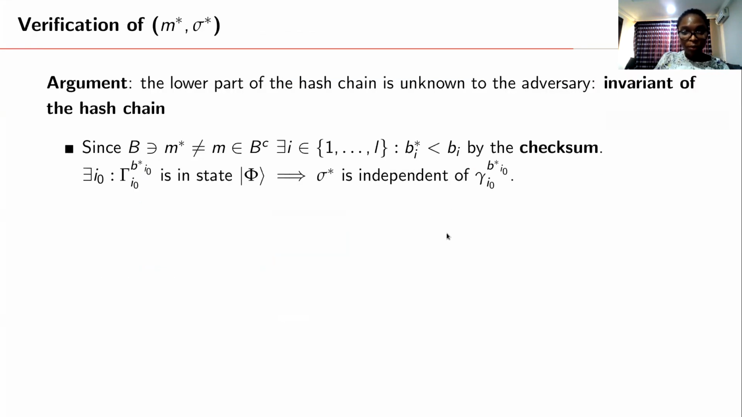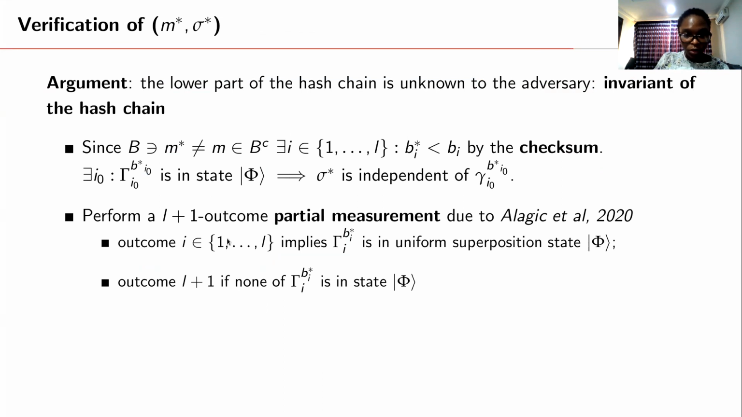So if the outcome is one of those, then there exists at least one hash chain element that is relevant for the forged message that is in uniform superposition state. It means that the forged signature is independent of that hash chain element. We have also shown that the case where the outcome is L plus one, where none of them is in uniform superposition, can never occur.